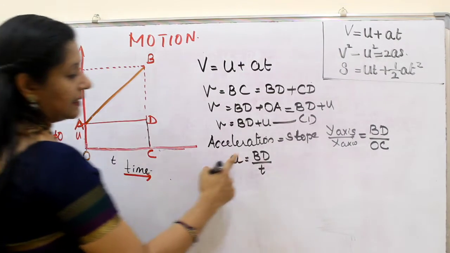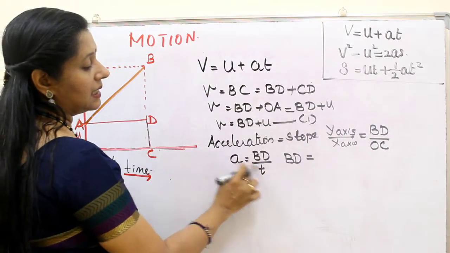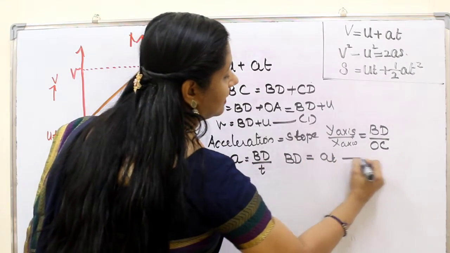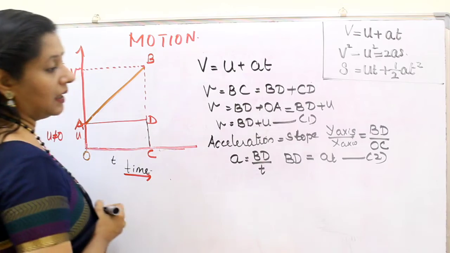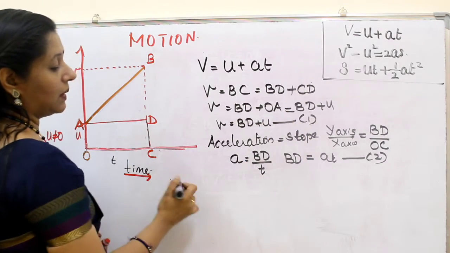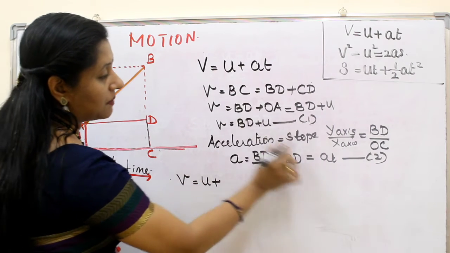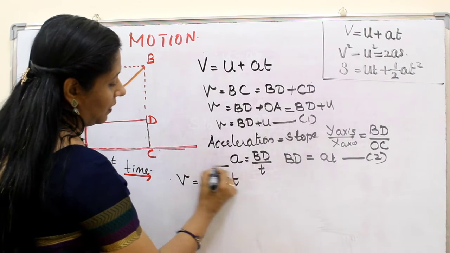So if I rewrite this, what is BD? By cross multiplication I know BD is 80. This is equation 2. Now I am going to use this BD from equation 2 into equation 1. So V is equal to U plus, what is BD? 80.